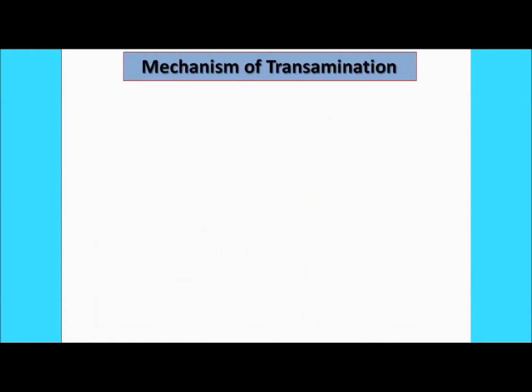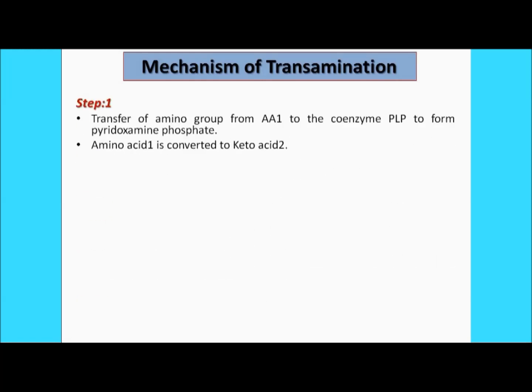Now the mechanism of transamination. What is the mechanism of transamination? Basically you should know that the transamination reaction takes place in two basic steps. The first step, step 1, involves the transfer of the amino group from the amino acid AA1, what I have shown you earlier in the slide. AA1 is designated with the number 1. AA stands for amino acid.